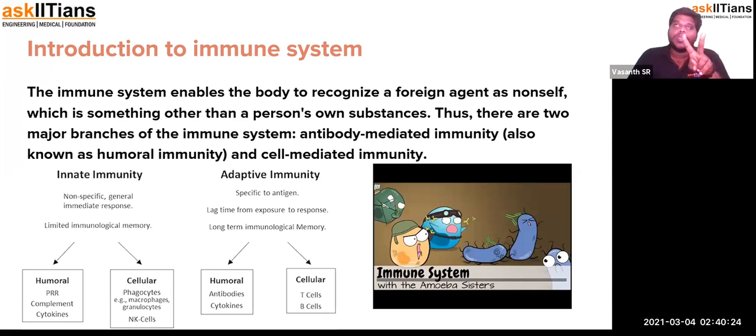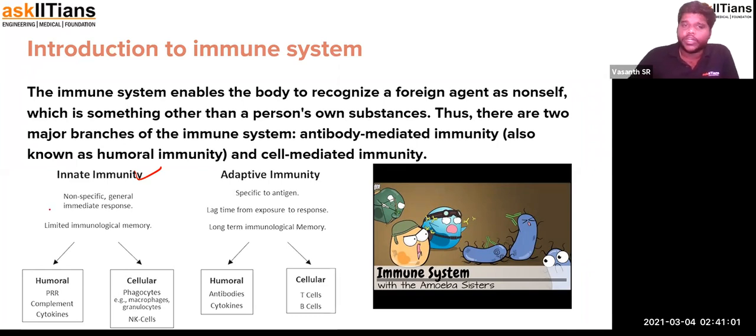So now there are two major branches when it comes to immunity. One is innate immunity and the other is adaptive immunity. Innate immunity is something that you are born with. Adaptive immunity is something that you get after you are exposed to the thing. So these are the two main things. On top of it, they are again classified into two: humoral and cellular immunity. So these are the different types of immune system that you should know about.